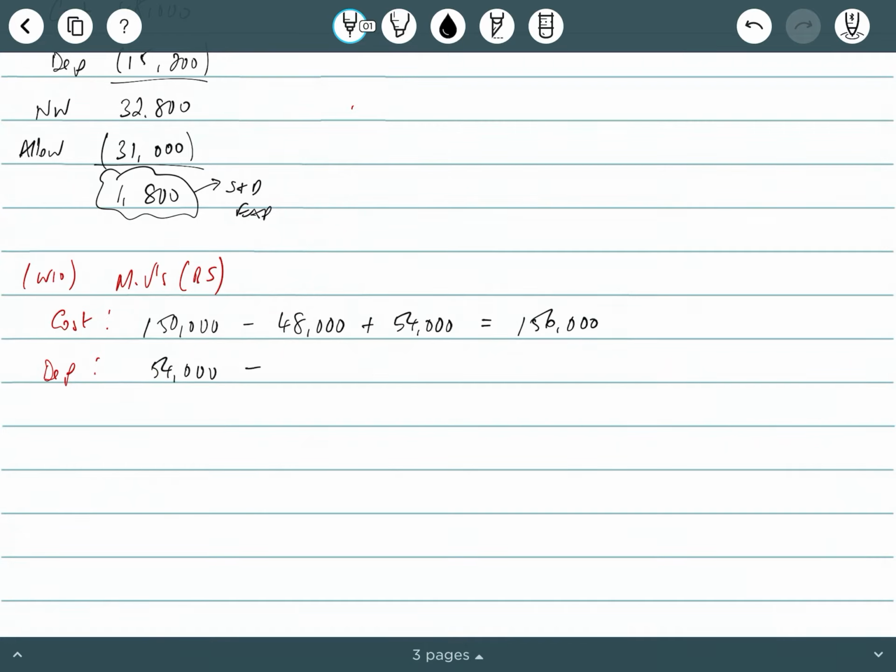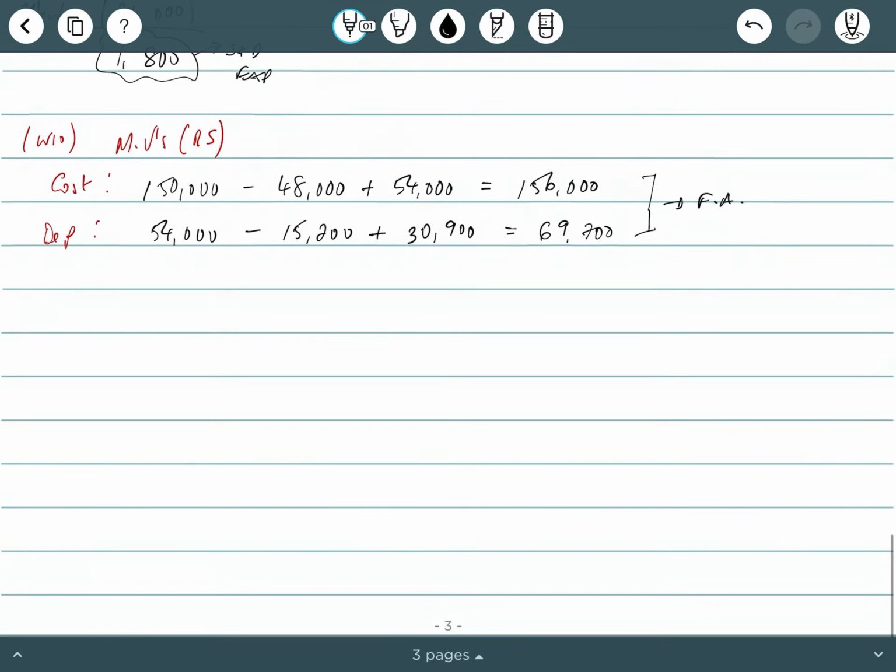We got rid of that vehicle, and the accumulated depreciation of 15,200 goes with that, and the depreciation charge for the year that we worked out in working 8 is 30,900. And that gives an accumulated depreciation to date of 69,700. Both of these will go into your fixed assets in your balance sheet. We can move on to the next working.